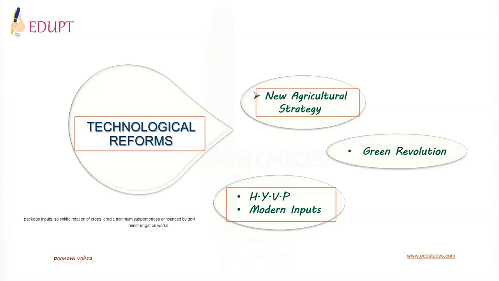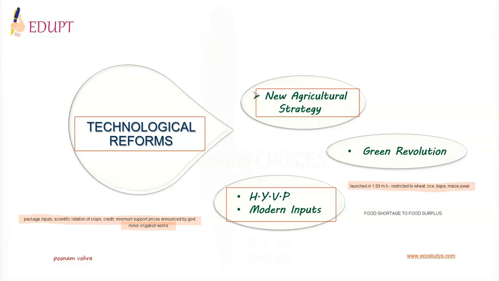It consisted of the use of packaged inputs, scientific rotation of crops, credit, minimum support prices announced by government, and minor irrigation works. Initially, HYVP was launched in a total area of 1.8 million hectares and was restricted to wheat, rice, bajra, maize and jowar. The results of this program were revolutionary.